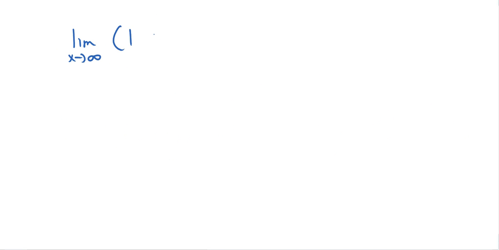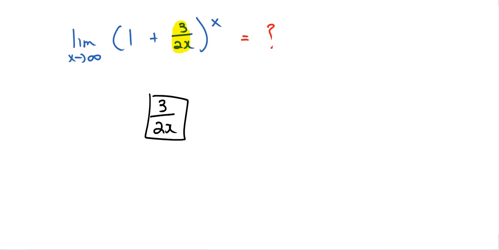So if I have 1 plus 3 over 2x to the power of x. Okay, so this is my question. The limit as x goes to infinity of 1 plus 3 divided by 2x all to the power of x, and the question is, what does this equal to? Alright, so when you approach this kind of a problem, I would just highlight your second term. My second term is 3 divided by 2x. Now ask yourself, what is the reciprocal of 3 divided by 2x? Well, the reciprocal of 3 divided by 2x is going to be 2x divided by 3.